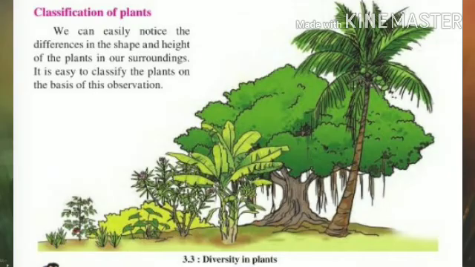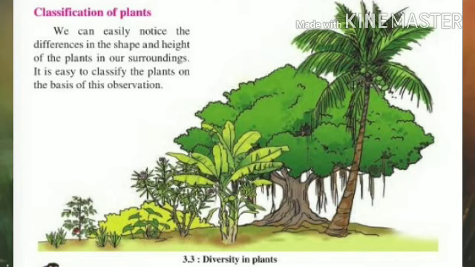Okay students, let's learn more about the classification of plants. We can easily notice the differences in the shape and height of the plants in our surrounding. It is easy to classify the plants on the basis of this observation. Now you can see in this picture 3.3 diversity in plants. You can see now students there are different plants which look different in height, in shape, in structure.